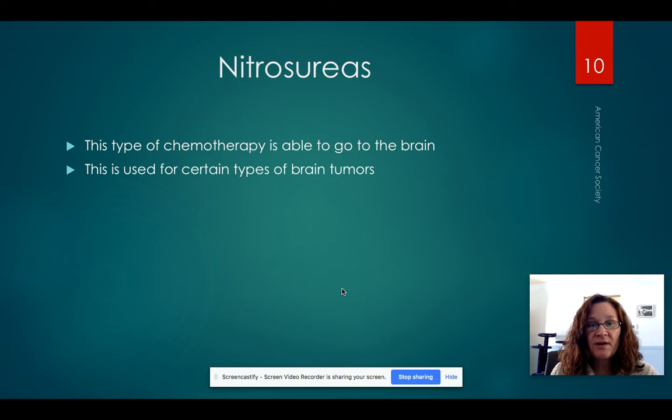We have the nitrosoureas. This type of chemotherapy is able to go to the brain. It passes the blood-brain barrier. It's used for certain types of brain tumors.